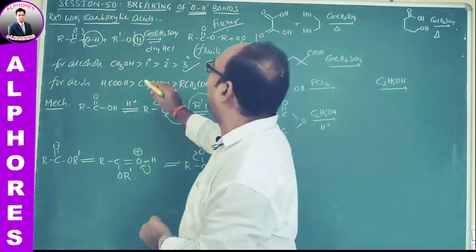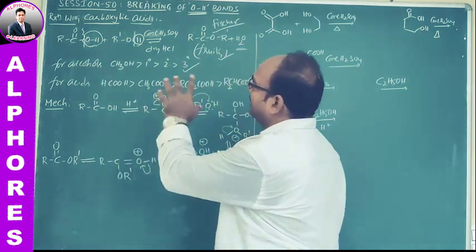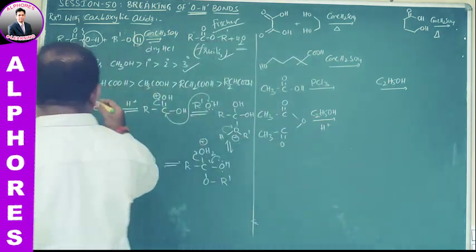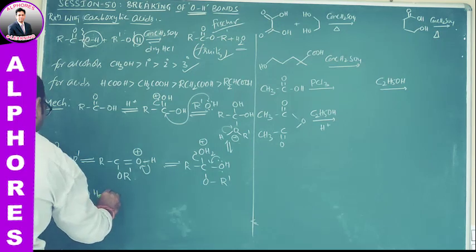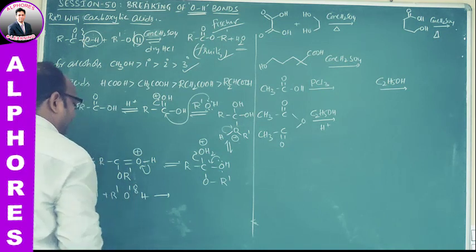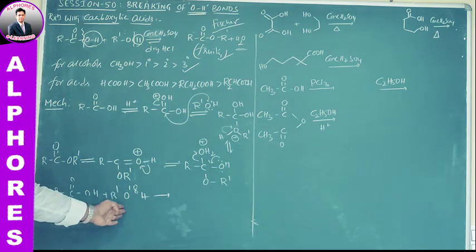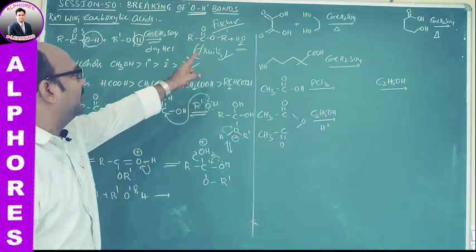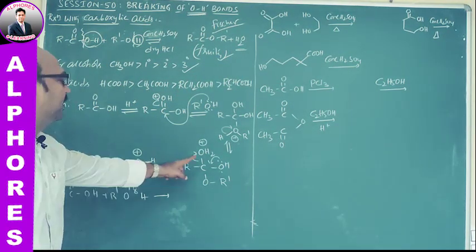That means alcohols show acidic property, and carboxylic acid shows basic property. Now we can confirm this by using the O18 isotope. Here I am going to take RC double bond OH plus R dash O18H. When we use R dash O18H, where does this O18 go? If the R dash O bond breaks, then obviously this O18 will come out in water. Whereas if the OH bond breaks, this O18 will appear in the ester.